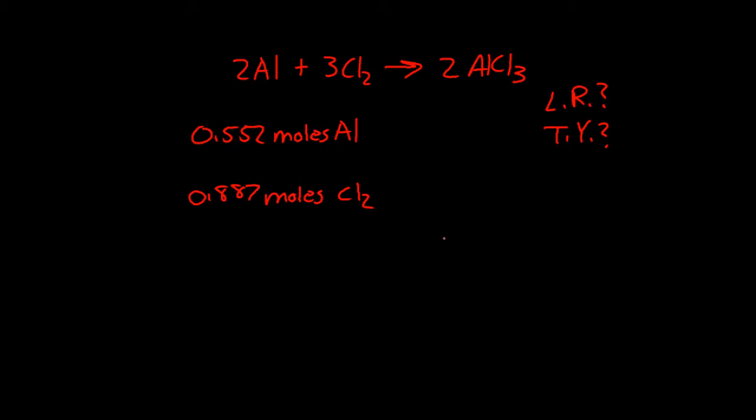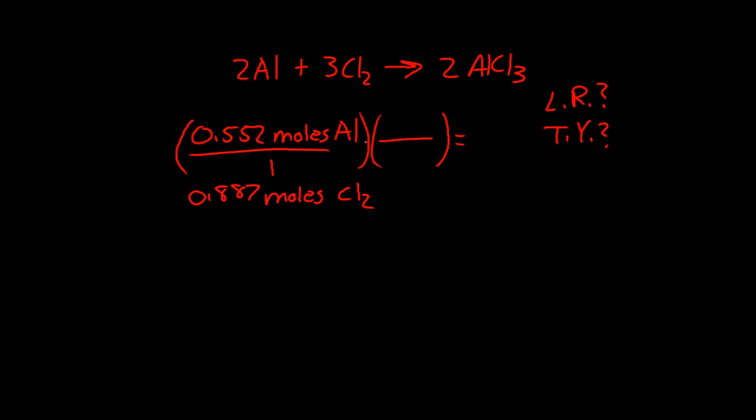So what we're going to do here is think about what we're starting with and what it takes to find both of those things. This is going to be a slightly simpler example because we don't have to go to grams. We can keep everything just in terms of moles. To find the limiting reactant, we're just going to say, if all of this aluminum reacts, how much product is made?